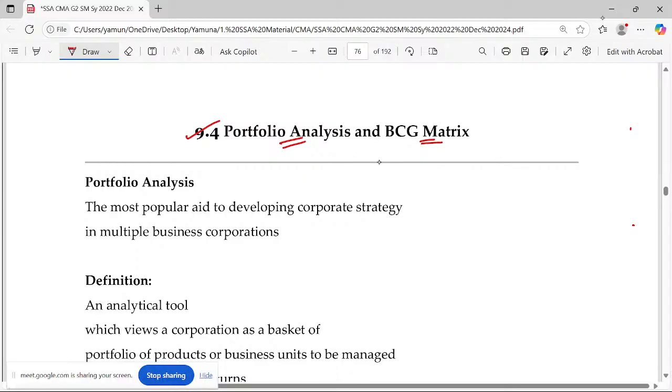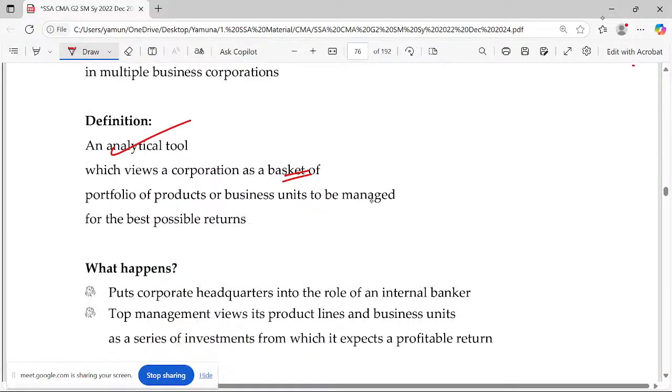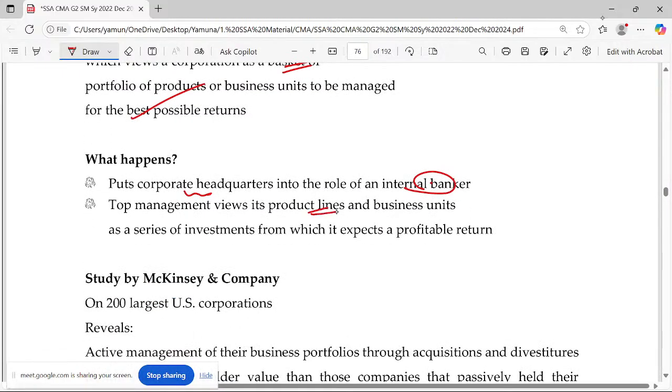Okay. So portfolio analysis and BCG matrix. Portfolio analysis means we'll consider some two-dimensional or three-dimensional angle and we'll discuss. Portfolio means it's not single, it's like listed one by one. So it's an analytical tool which views a corporation as a basket or portfolio of products or business units to be managed. We put the corporate headquarters into the role of an internal banker, and the top management views its product line and how the business units are to be managed so that we expect profitability. See, this is the role of the shareholder, right? Whatever business you do, please give me some return on this. This is what I expect.